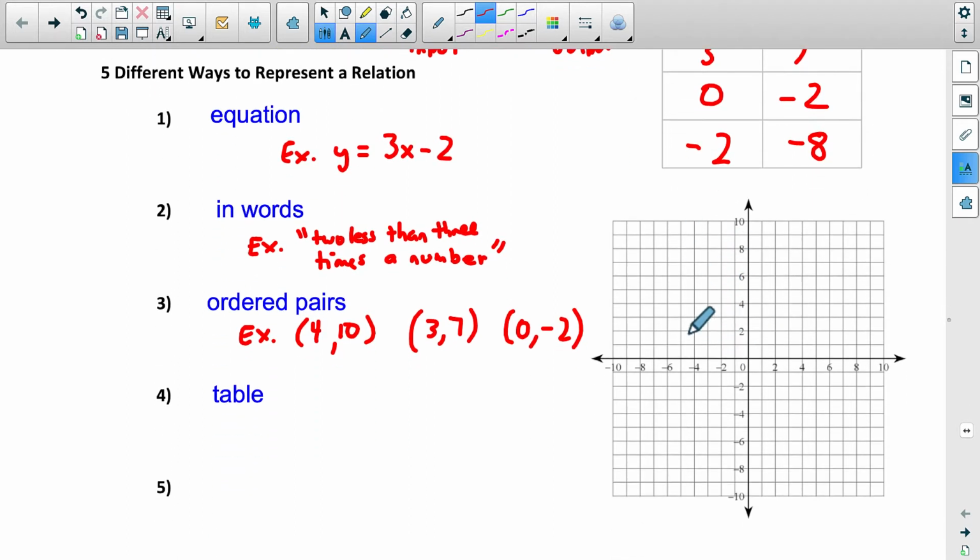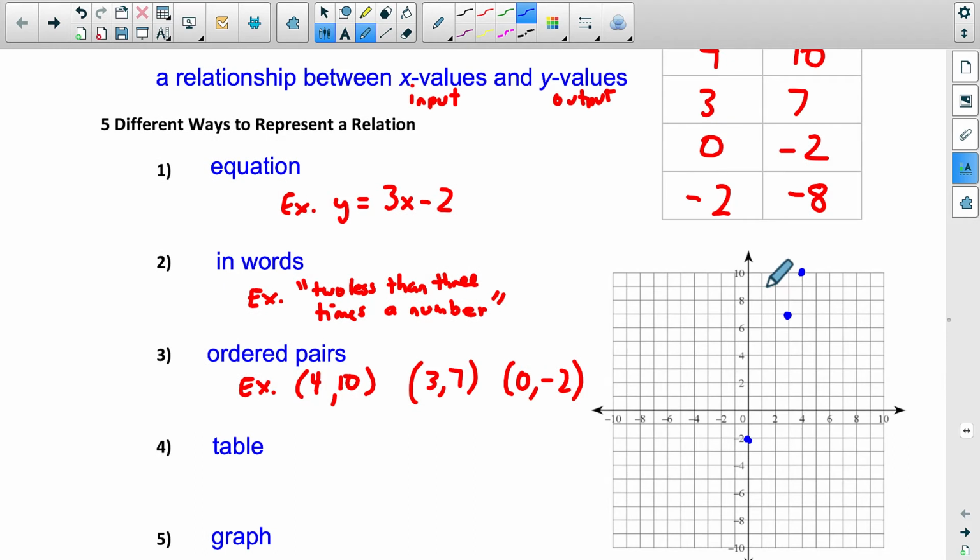And the last way to represent a relation, I wonder what it is. If only I could guess. Any ideas, everyone? Yes, it's a graph. You could graph these things. How would you graph? Well, look. We already have ordered pairs right here. Let's just graph those exact pairs. So one of the ordered pairs is 4, 10. So remember, we're going to crawl before we climb. We're going to go over 4, 1, 2, 3, 4, and up 10, way up here. That's 4, 10. Next one, 3, 7. Over 3, 1, 2, 3, and up 7, 1, 2, 3, 4, 5, 6, 7. Next one, 0, negative 2. 0 means don't move at all, and then go down 2, negative 2.